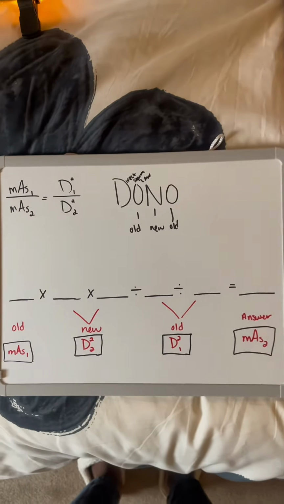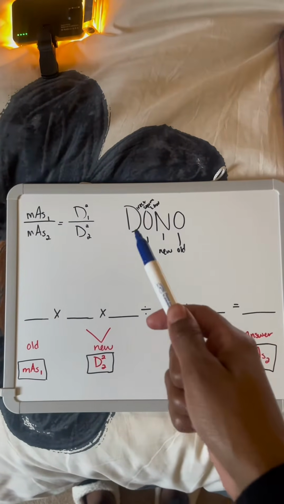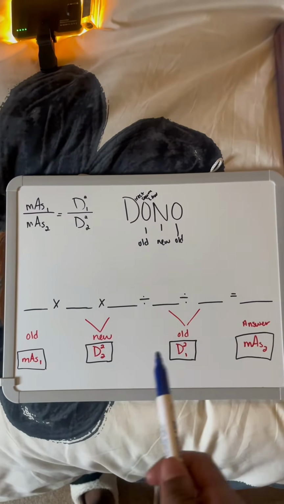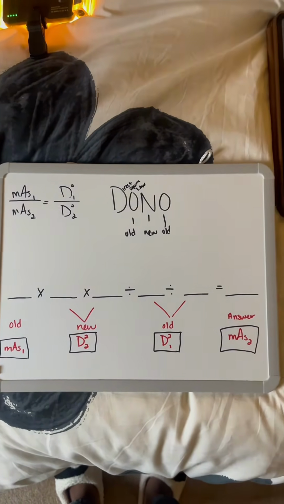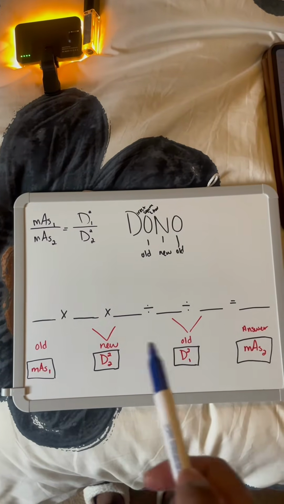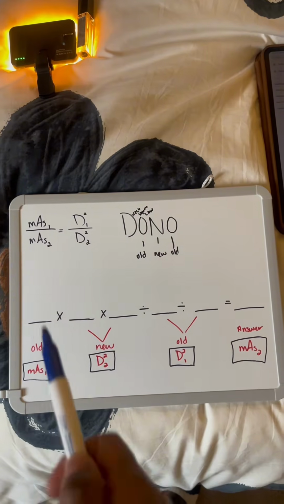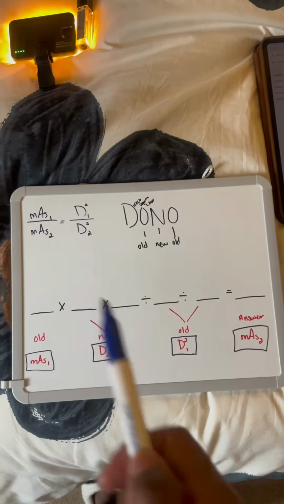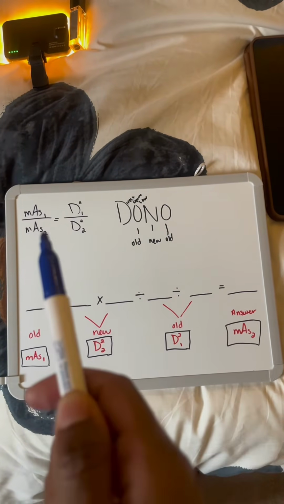This is how I set up my board. This is the formula. This is just saying you're doing direct square law: old, new, old. And then this is how I lay everything out. If you have another method in solving this problem, use that if that works best for you. I labeled everything that you would have to plug in, so old, new, old, and then you have the plugins in even more detail. So MAS number 1 will be here, distance number 2 here, distance number 1, MAS number 2, the answer.